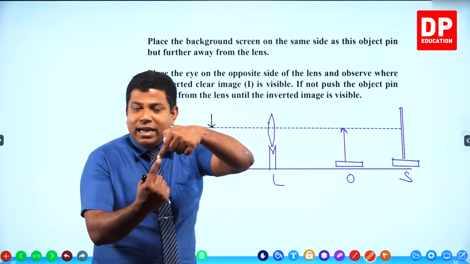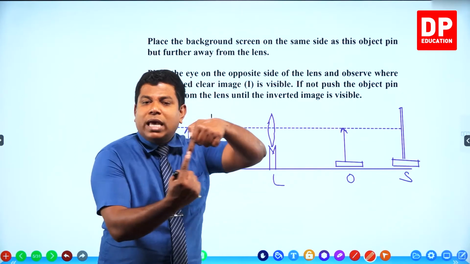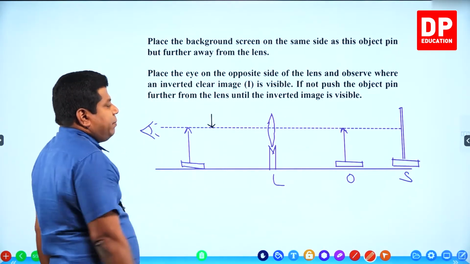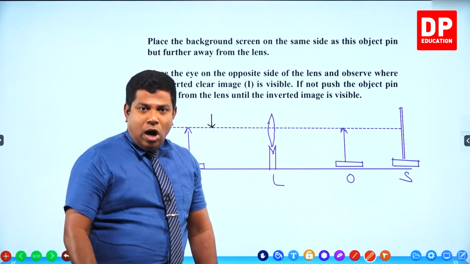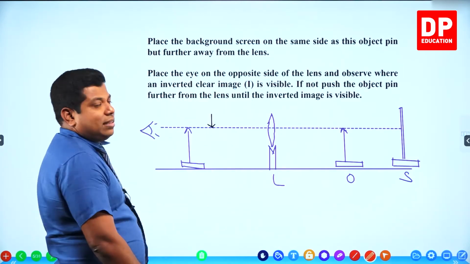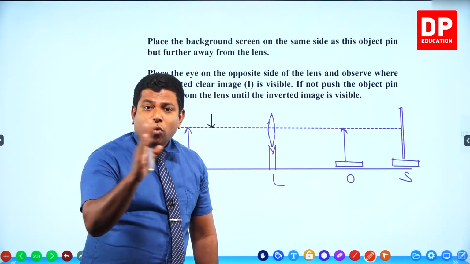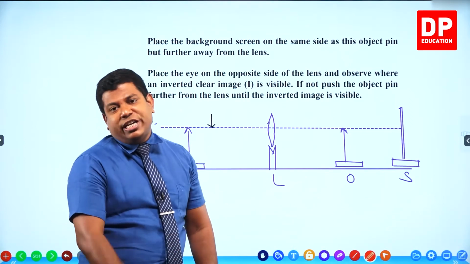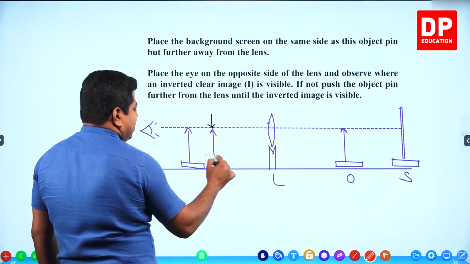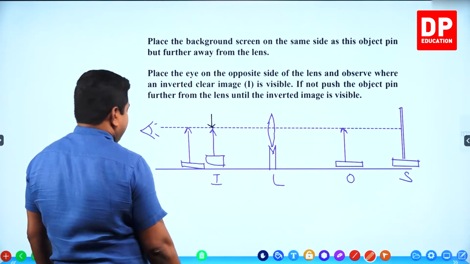When you are shifting your eye laterally, if the tips of the pin and image stay together, then we can say the position of the pin and the position of the image are aligned. Until you get that, you have to change the position of this pin and get that particular state. What is the state? The image and the pin both move together as a single straight line. Once you have that, we can say this is where the pin is, and that is where the image I is. Clear?